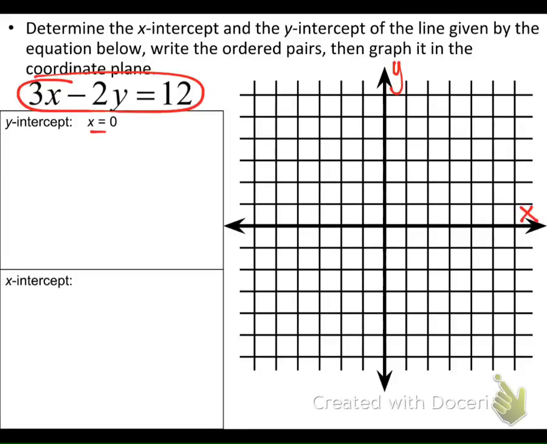I'm going to start off by using x equals 0. So I'm going to substitute this first time for x. So I'm going to substitute 3 times 0, since I'm substituting for x, minus 2y equals 12. I'm going to draw my line of equality. I'm going to circle my variable, and then I'm going to solve for the variable y, which will give me my y-intercept. First thing I can do is just get rid of the 3 times 0.